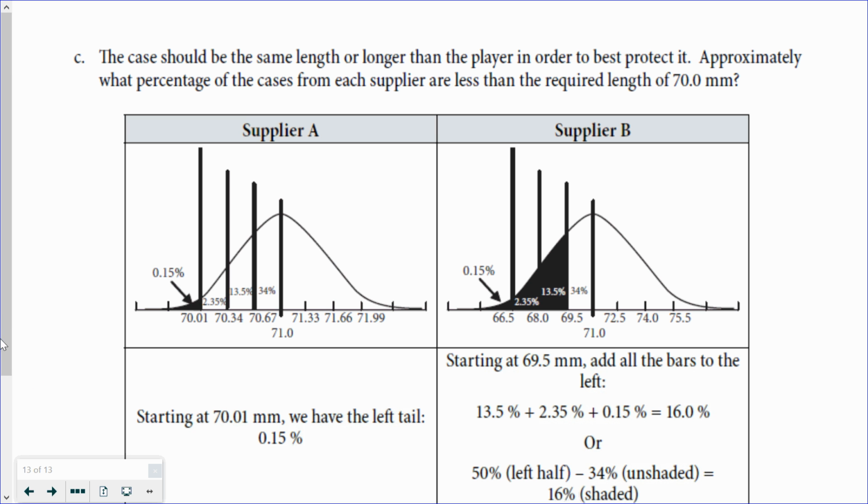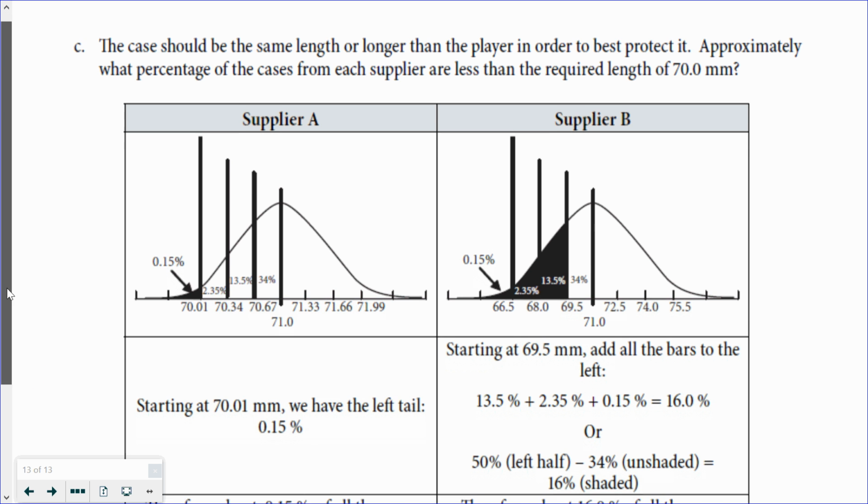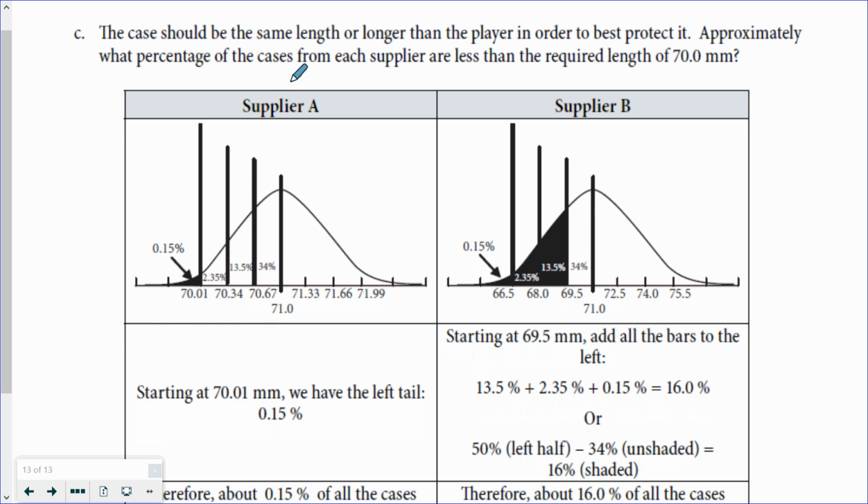So now the question says the case should be the same length or longer than the player. If the case is too short, you can't get it on and it's not going to protect it. So we want this case to be the same length or slightly longer than the player in order to protect it. So approximately what percentage of the cases from each supplier are less than the required length of 70 millimeters?